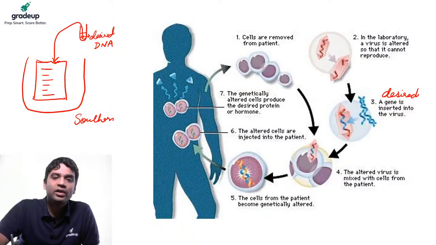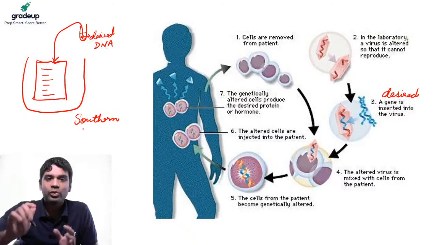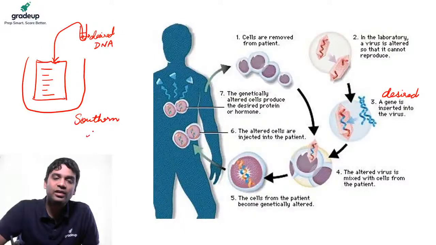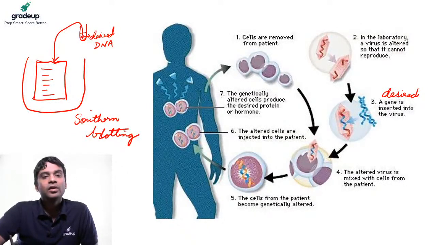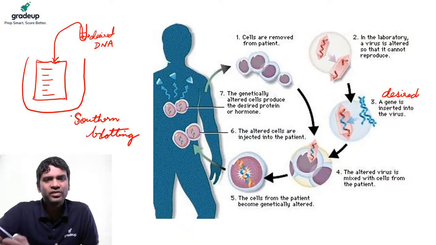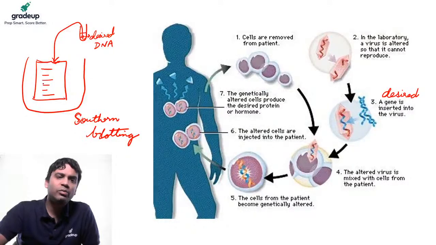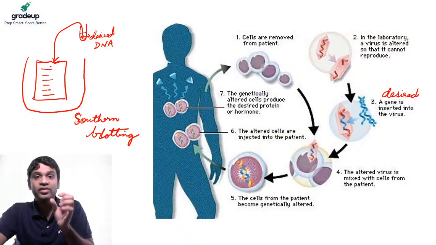Now Southern is not your southern or northern, you are not doing anything with south here. The name of the scientist who invented it is E.F. Southern, so it's called Southern blotting. Okay, so Southern blotting basically uses a radioactive probe. You take the radioactive probe, and this radioactive probe has the complementary DNA to the required gene.